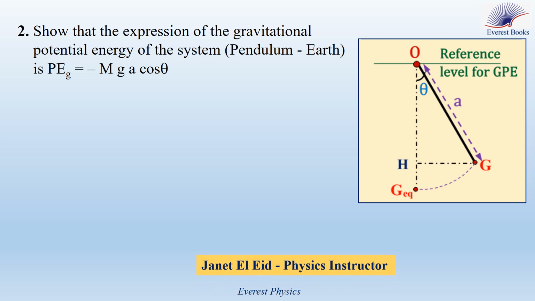Show that the expression of the gravitational potential energy of the system pendulum-Earth is minus mga cosine theta. Consider this figure. We replaced the figure of the oscillating disk in the previous slide by this figure. This figure includes the center O of the unpierced disk, and the center of mass of the pierced disk in a certain position during the oscillation. In this position, OG makes an angle theta with the vertical. This figure includes also the lowest position of G, or the position of G at the stable equilibrium position.